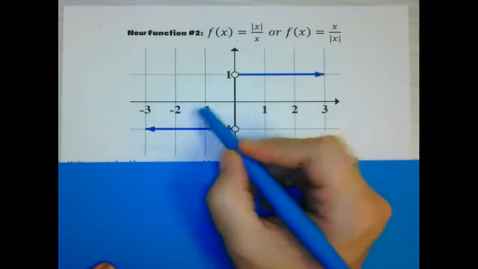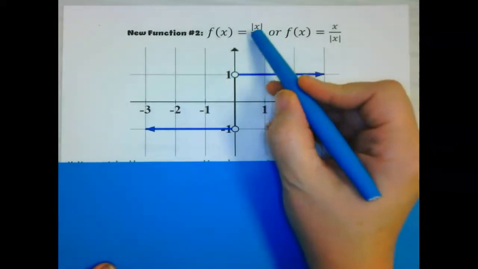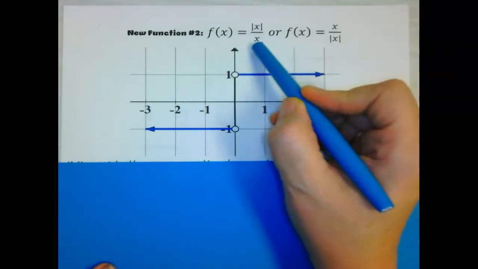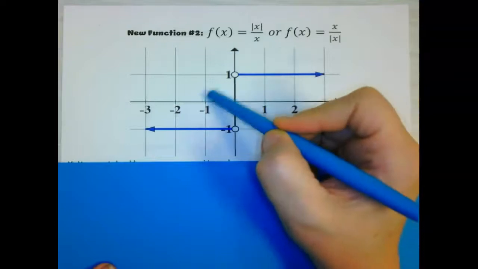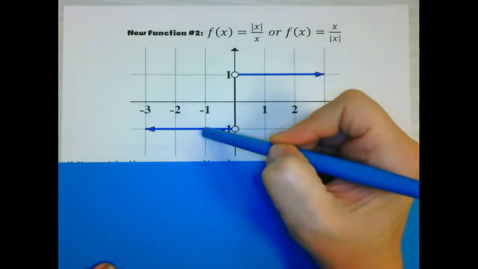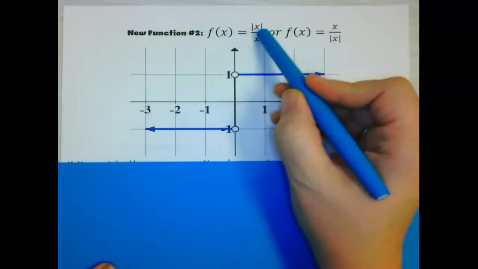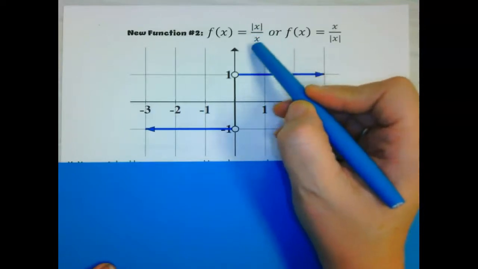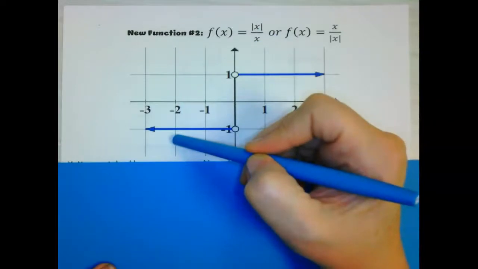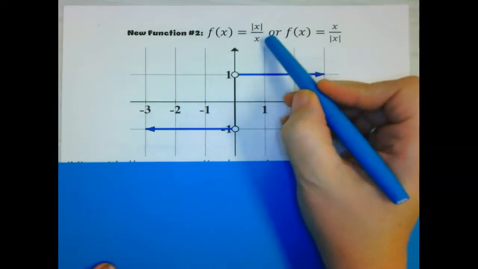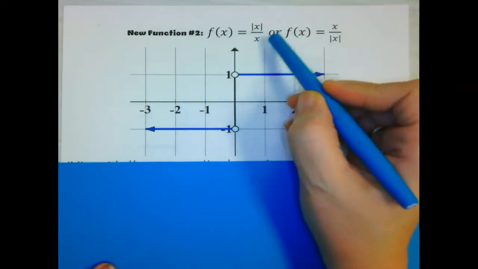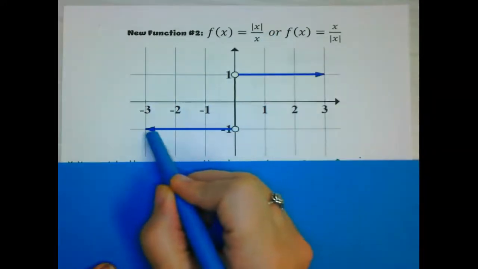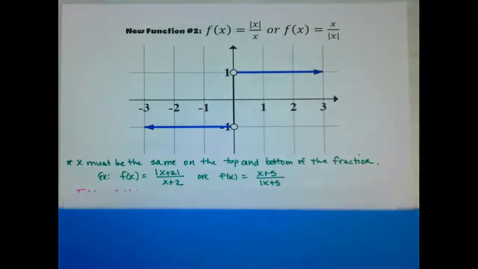Now, if we go to the other side and look at negative 1, the absolute value of negative 1 is positive 1, but then we're going to go ahead and divide it by the negative 1 on the bottom. And that's why the y value ends up being down here at negative 1. So if I'm doing negative 2, the absolute value of negative 2 is 2, but I'm dividing by negative 2, so now it's still negative 1. And if it's absolute value of negative 3, well, that's 3, but then I'm dividing by negative 3, so that makes that negative 1. So you can see that horizontal line that comes over there.